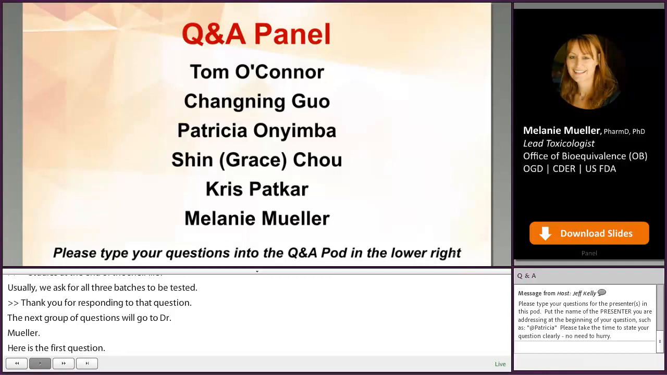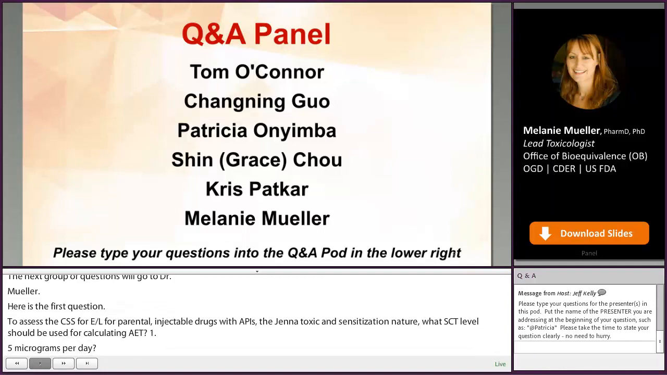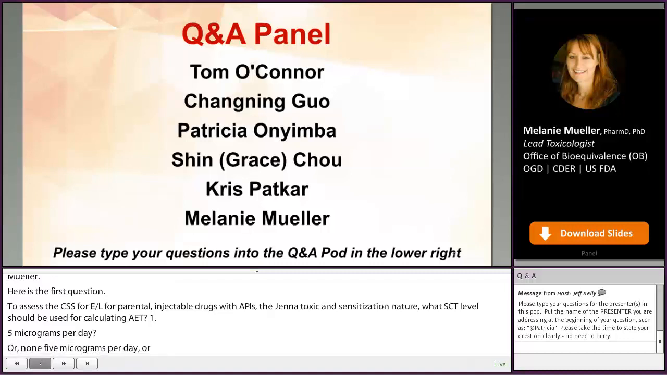1.5 micrograms per day or 5 micrograms per day, or since the drug product itself is genotoxic in nature, can we consider product's maximum daily dosage, or MDD, as SCT for leachable assessment of the drug product during the stability?